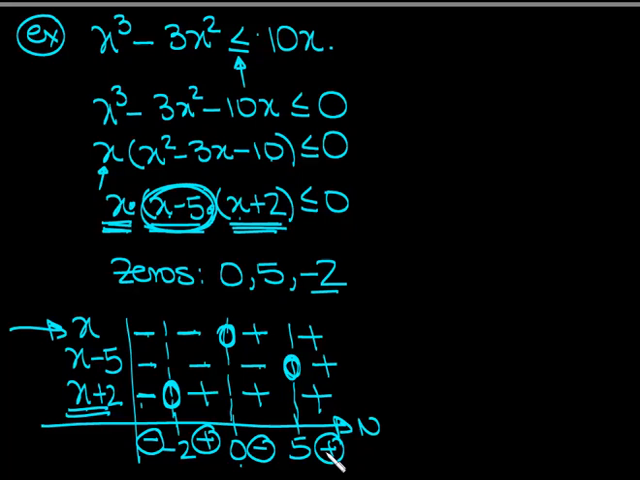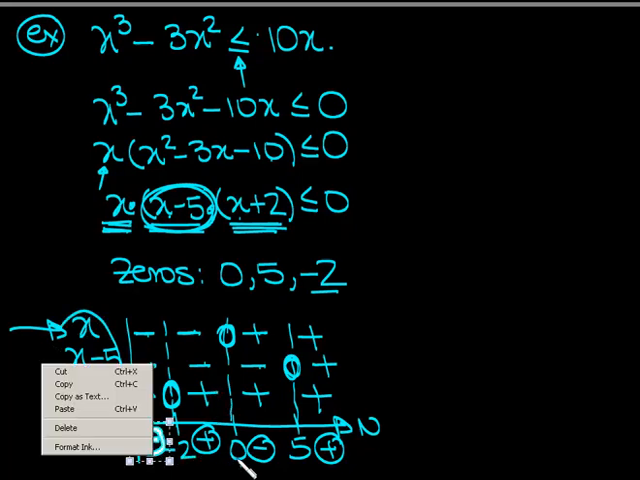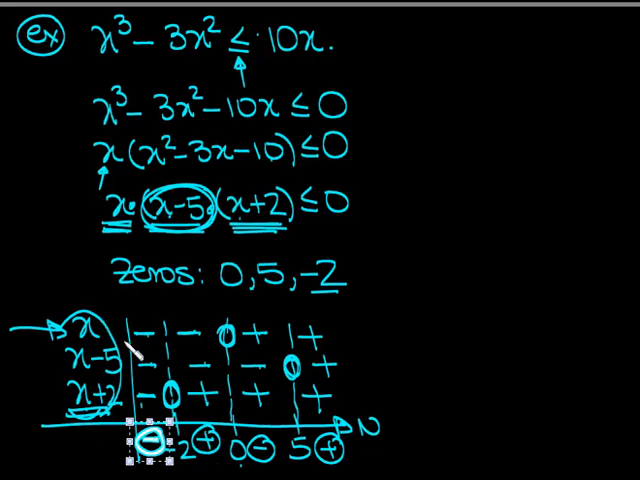So what this tells you is that to the left of negative 2, if I were to multiply all of these factors, I would always get a negative answer. Between negative 2 and 0, if I were to multiply all of these factors, I would always get a positive answer, and so on. Okay.